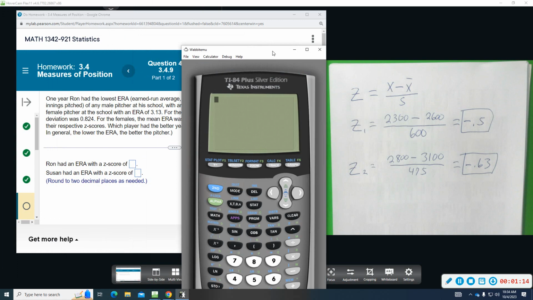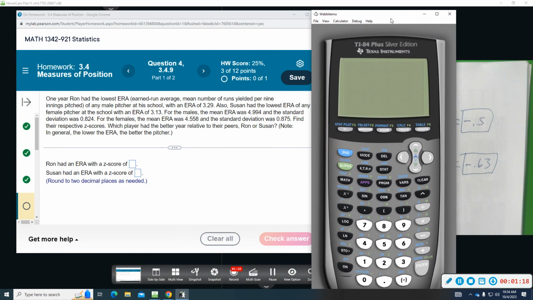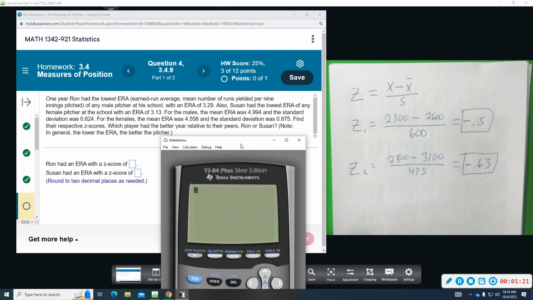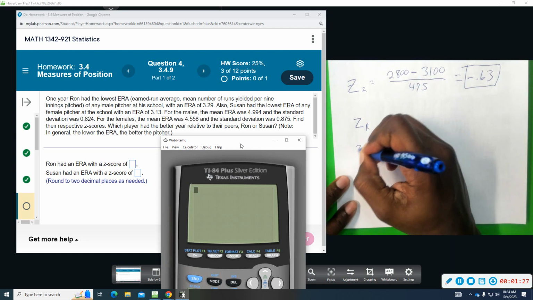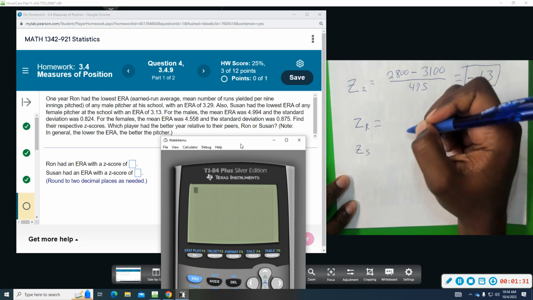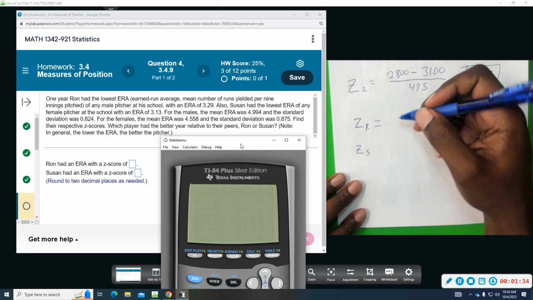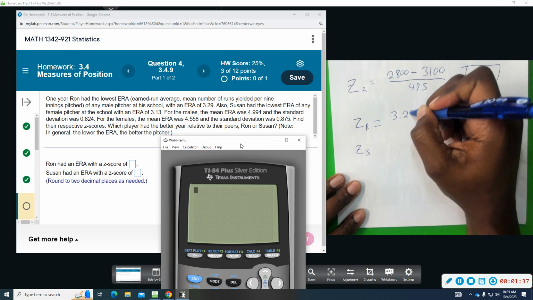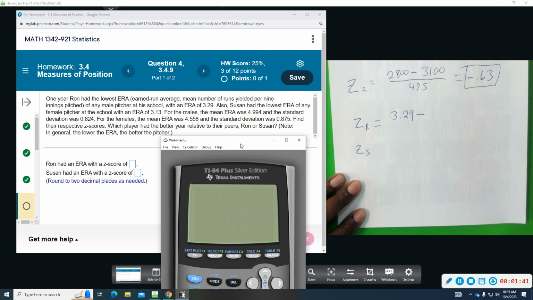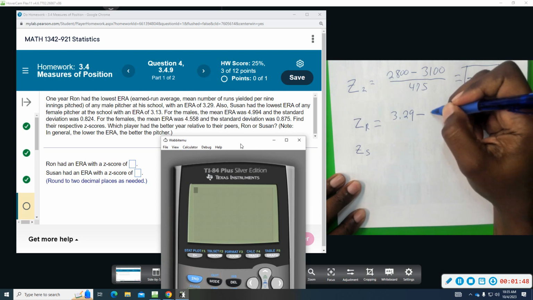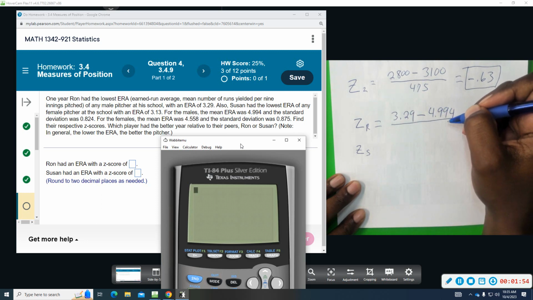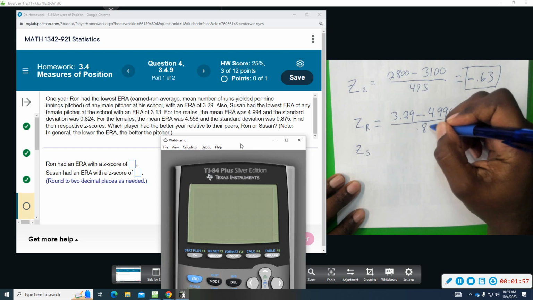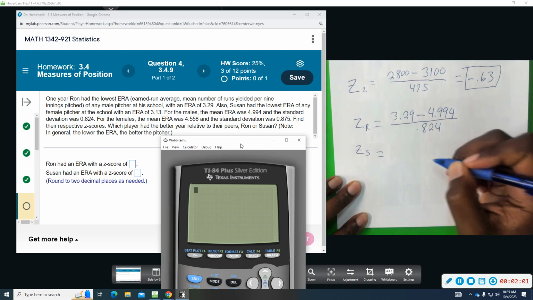All right, so I'm going to do both of them one at a time. Let me write Z sub R for Ron and Z for Susan. Ron had 3.29. The mean for males was 4.994, and the standard deviation for males was 0.824. So that will give us his Z-score.